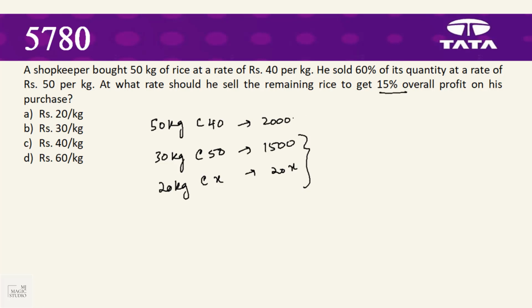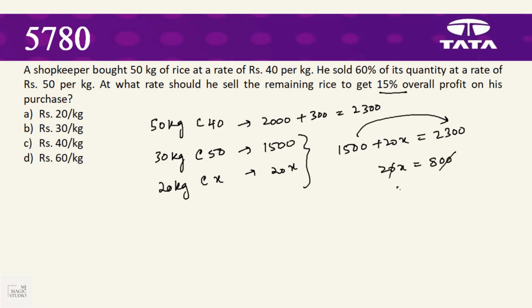So that he gets 15% overall profit. 15% of 1,000 is 150, plus 300. That means his revenue should be 2,300. This is what he is demanding. So 1,500 plus 20x equals 2,300. 2,300 minus 1,500 is 800. 20x is equal to 800. X equals 40. So the remaining rice, 20 kg, he would be selling at the rate of 40 per kg to earn 15% overall profit.